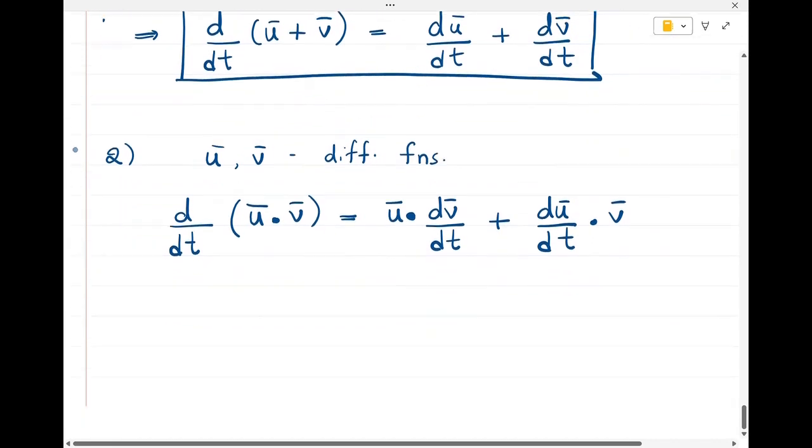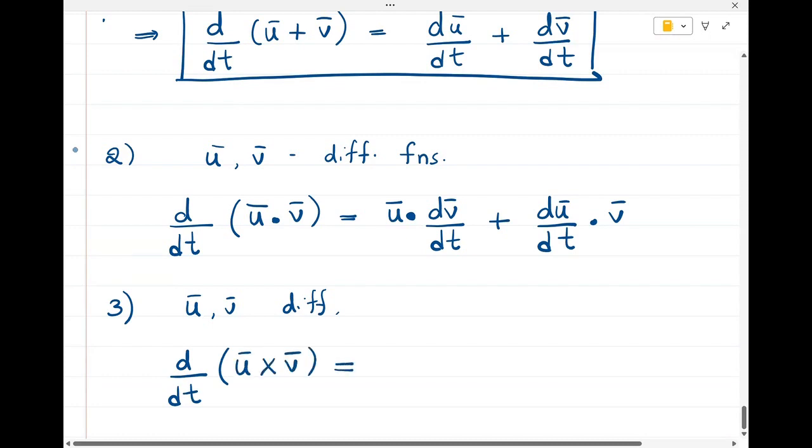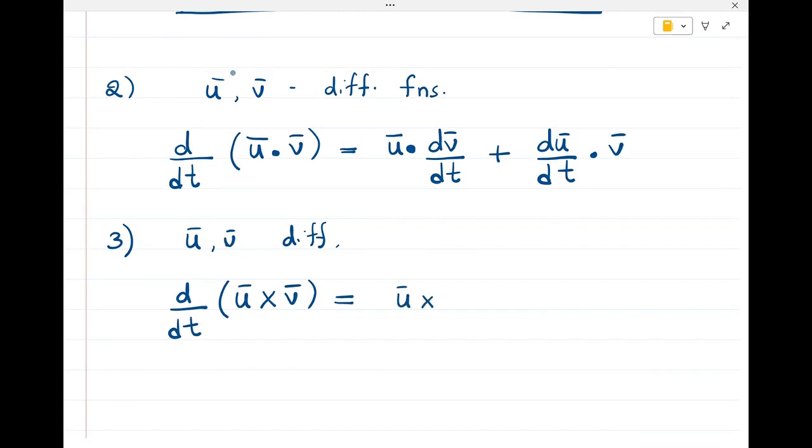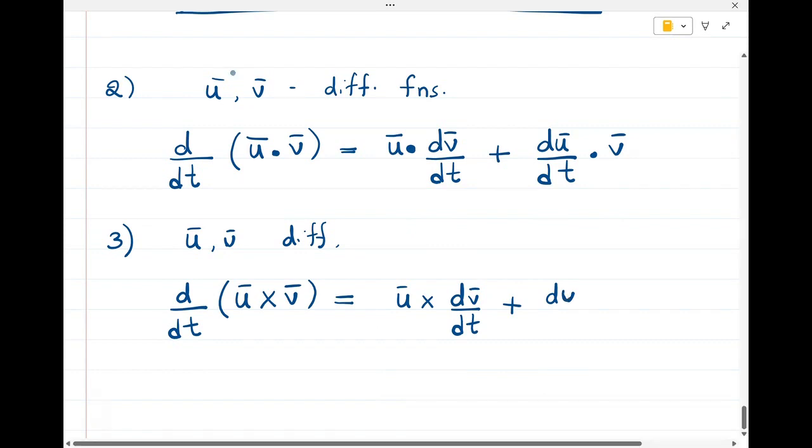Okay, so the third property is that u bar and v bar are differentiable functions. Then you can also prove that d by dt of u bar cross v bar, so this is now the cross product. We know a very important property about the cross product: a bar cross b bar is not the same as b bar cross a bar, so I have to remember that now. It is equal to u bar cross dv bar by dt plus du bar by dt cross v bar.